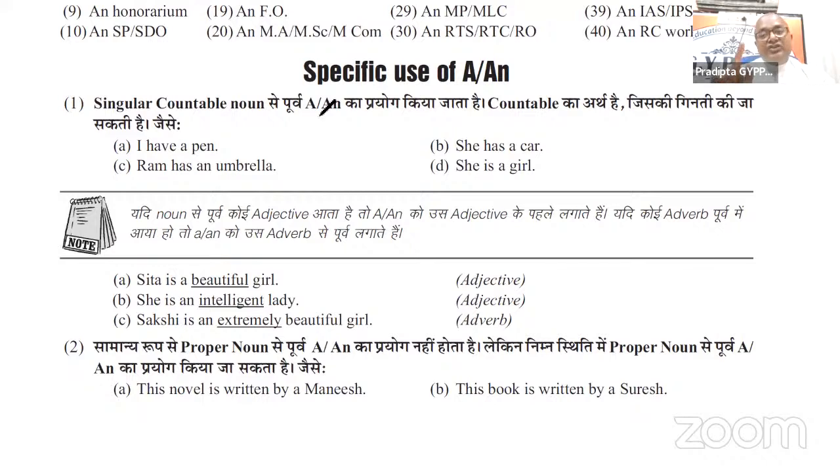Clear? There may be two Lalitas in your class. But when you talk about Lalita, you are talking about one specific Lalita. For example, I met Lalita today. Your friend, if she knows both the Lalitas, will be confused. She will ask, which Lalita? So you will say, I met Lalita from college today.